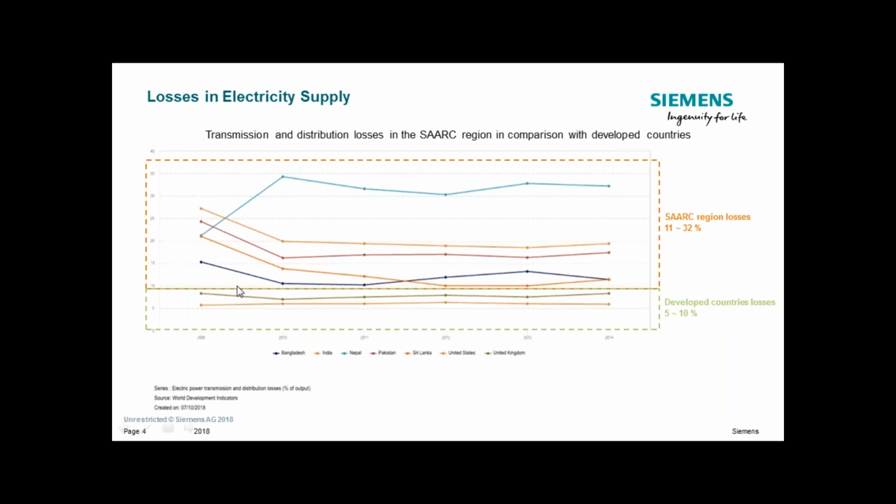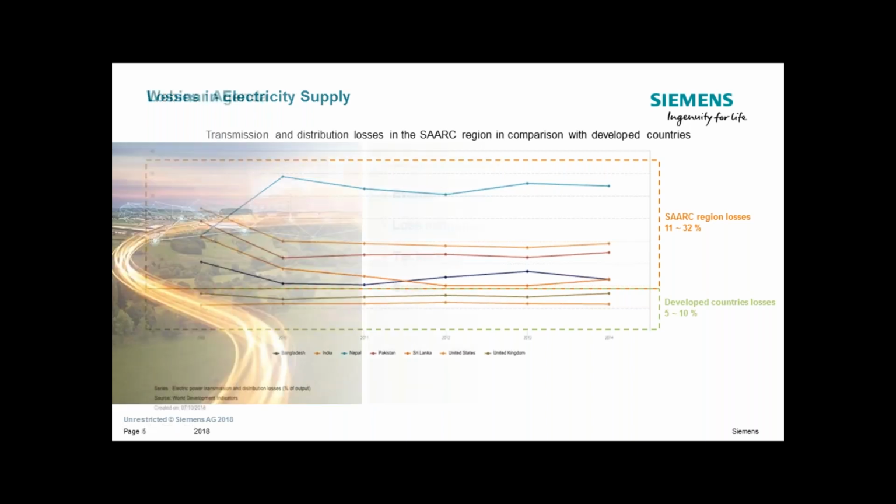Similarly, you can take India. If you take India, it started around 2000 at around 20 or 21%, and then it reduced, and it's now around 10%, on the bottleneck of the standard practices. So these are the losses available for the SARC regions, figures available from the World Bank. Next slide.